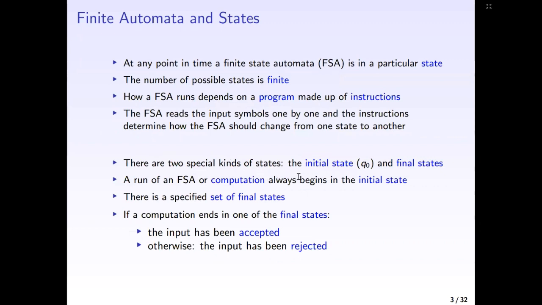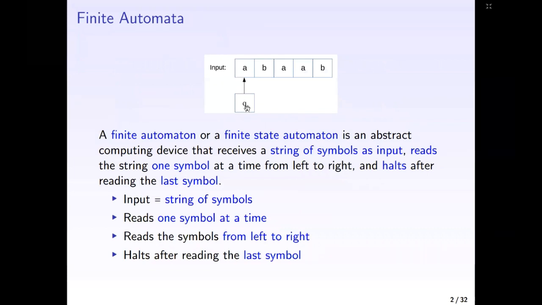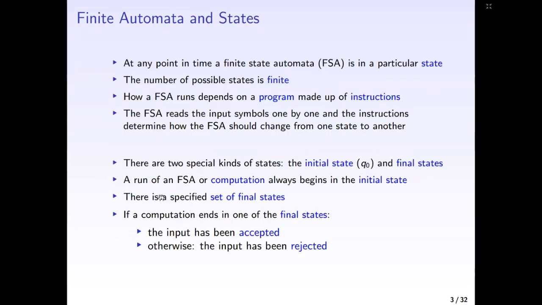There are two special kinds of states: the initial state, Q0, and the final state, okay? In a finite automaton, we will have only one single initial state, and we might have multiple final states. A run of an FSA, or computation, always begins in the initial state. You always start from the initial state. Whenever the machine receives a string, and then afterward another string, no matter how many strings the machine receives, it starts from state Q0, which is called the initial state, okay?